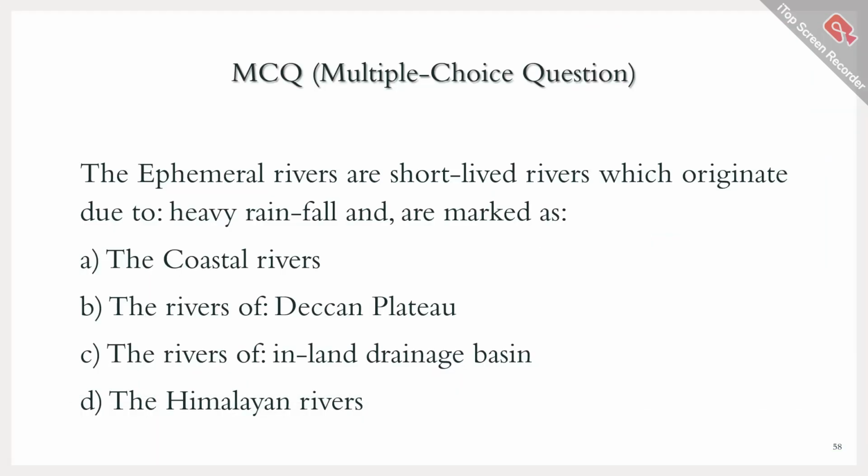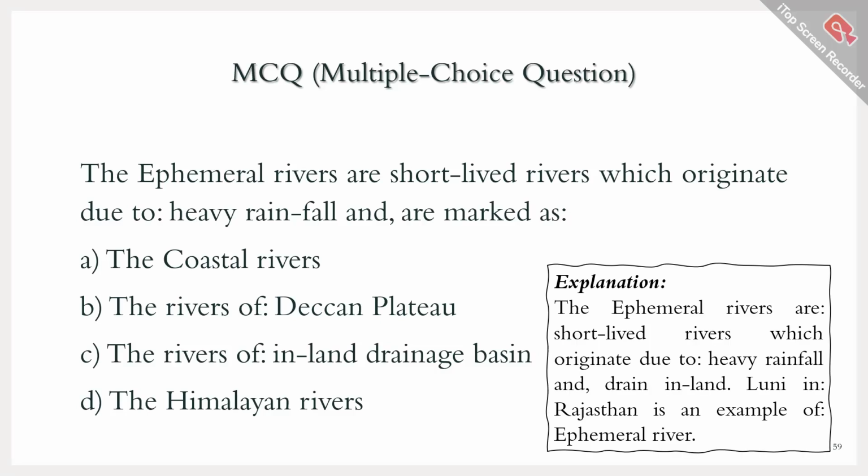Okay. So the explanation is the ephemeral rivers are short-lived rivers which originate due to heavy rainfall and drain inland. Luni in Rajasthan is an example of such ephemeral river. So option C, the rivers of inland drainage basin, is the correct answer. So the ephemeral rivers are marked as the rivers of inland drainage basin.